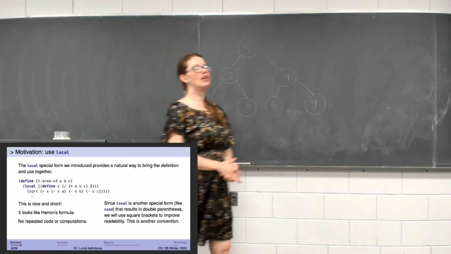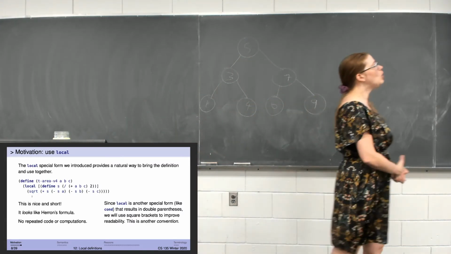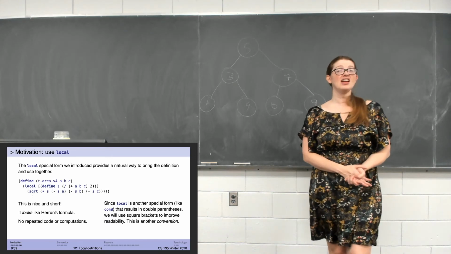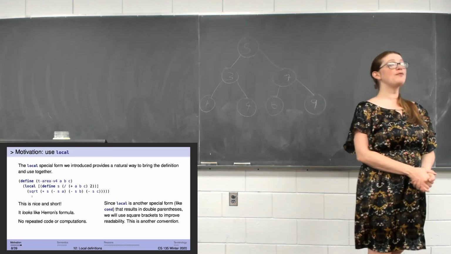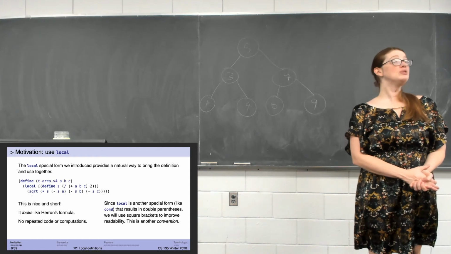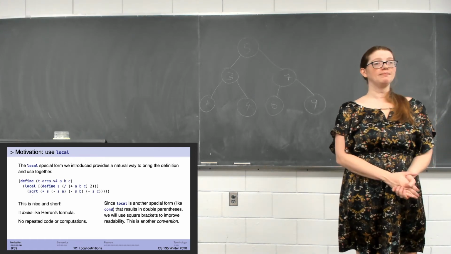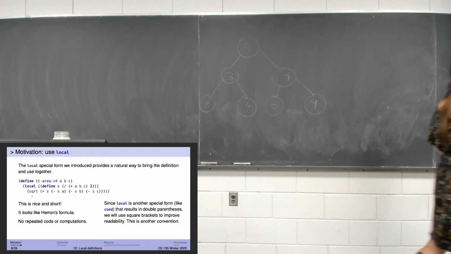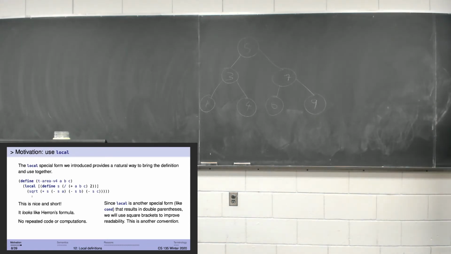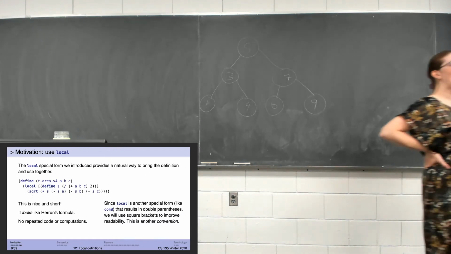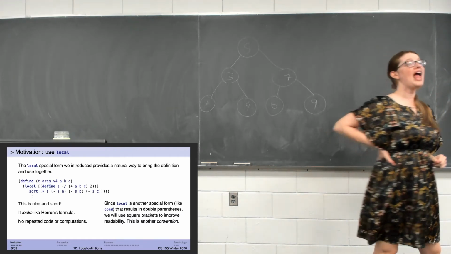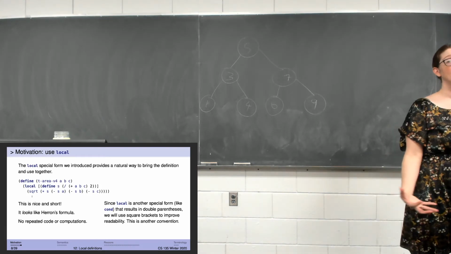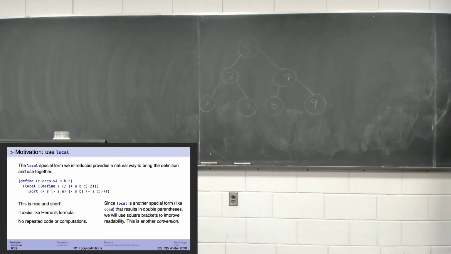We're going to use this local syntax. What local does is it lets us define a bunch of things and then use them in some expression. So I'm going to rearrange this function a little bit. I have a local inside of this function, and it has a list of definitions. I'm going to define S to be A plus B plus C divided by 2. And then in the body, I can just use that computed value of S.